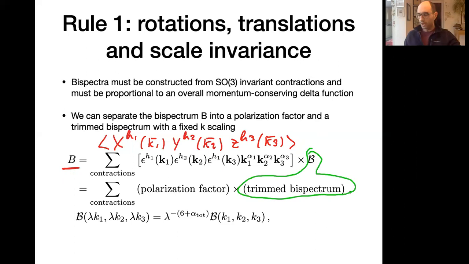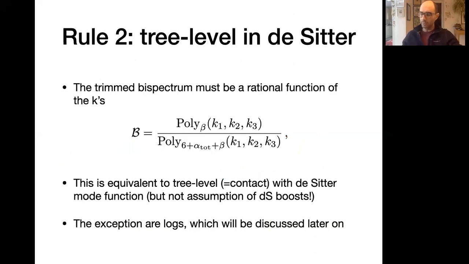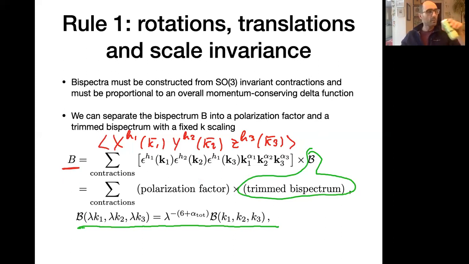And this object has to be scale invariant, meaning that if you rescale all of the momenta, it has a fixed scaling, which is the usual one. If you're familiar with inflation, it goes like 1/k⁶. But if you have additional powers of k here, you have to subtract it off. So this is just scale invariant. So not much has happened so far. Some questions on this?